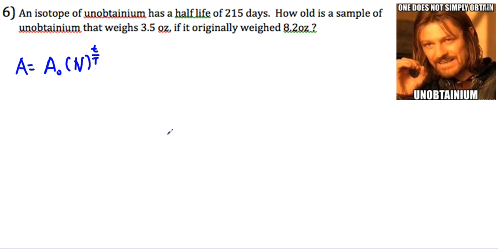So here we have an isotope of Unobtainium that has a half-life of 215 days. How old is the sample of Unobtainium that weighs 3.5 ounces if it originally weighed 8.2? Alrighty, so let's go ahead and break it up and label things.